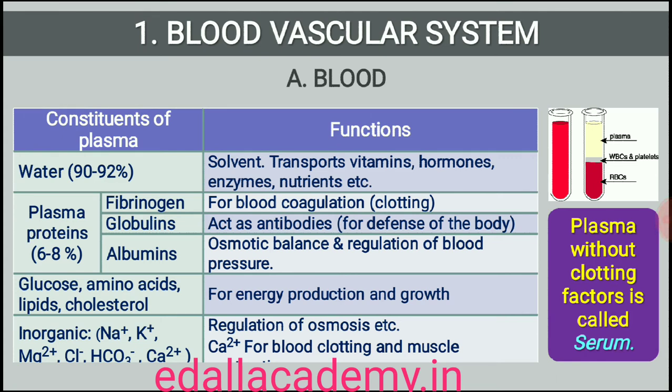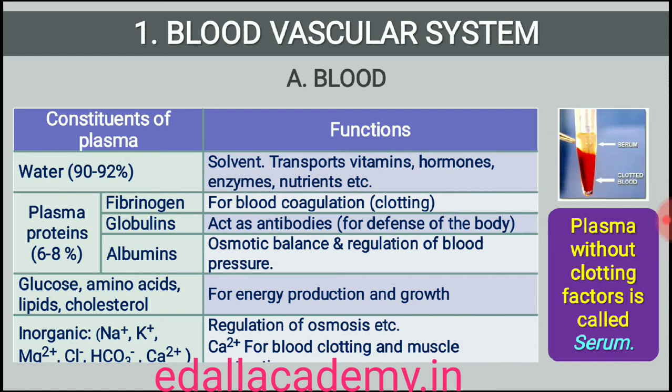Plasma also contains small amounts of minerals like sodium ion, calcium ion, magnesium ion, HCO3-, chloride ion, etc. Glucose, amino acids, lipids, etc. are also present in the plasma as they are always in transit in the body. Factors for coagulation or clotting of blood are also present in the plasma in an inactive form. Plasma without the clotting factors is called serum.